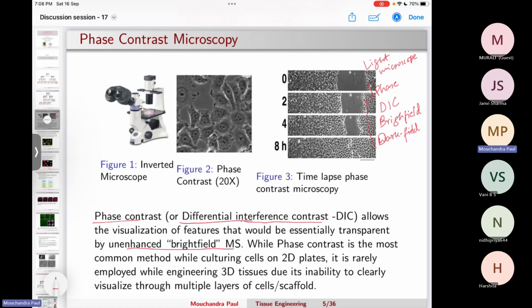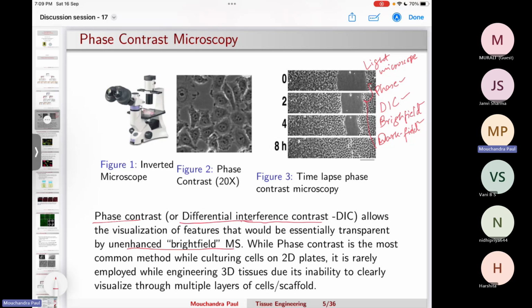So for each type of technique, the phase contrast, DIC, bright field, dark field, there are multiple articles available on Google, and YouTube videos available. So I recommend you guys to see very good videos, like videos by Nikon, Zeiss. These are the companies who make the microscopes. They have their own demonstration videos available on YouTube. You can see and understand the principle of each type of technique yourself.